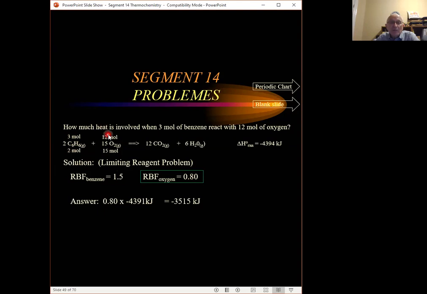If I have 12 moles given in the problem for oxygen and the equation showing 15, 12 divided by 15 is 0.8. So oxygen is going to be the limiting reagent, and all I have to do to get the answer is multiply the limiting reagent rebalancing factor, 0.8, times the quantity shown in the balanced equation. The quantity shown in the balanced equation was minus 4394 kilojoules. Multiply that out, that gives us the answer.